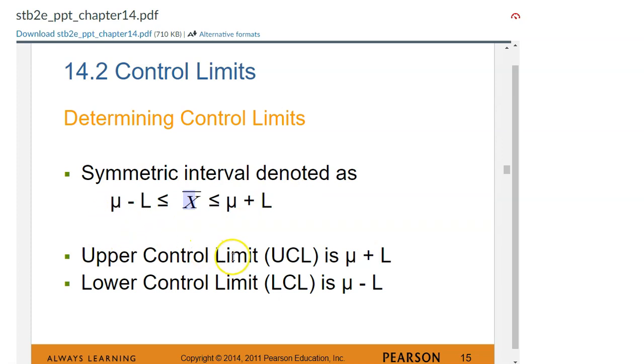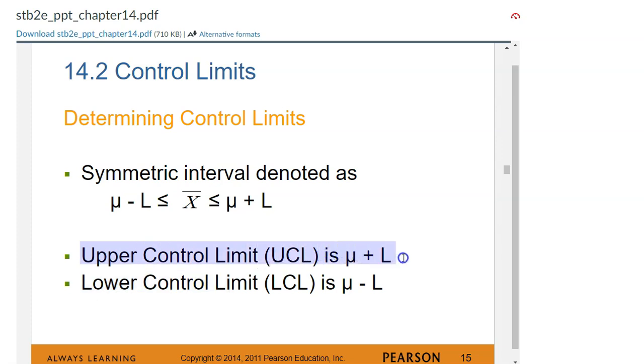So what is mu plus L? This is mu, right? Mu means the population mean. XBAR is the average of averages, or XBAR bar. Upper control limit, UCL. You will see this on exam questions, this one or the next one. Upper control limit means UCL.